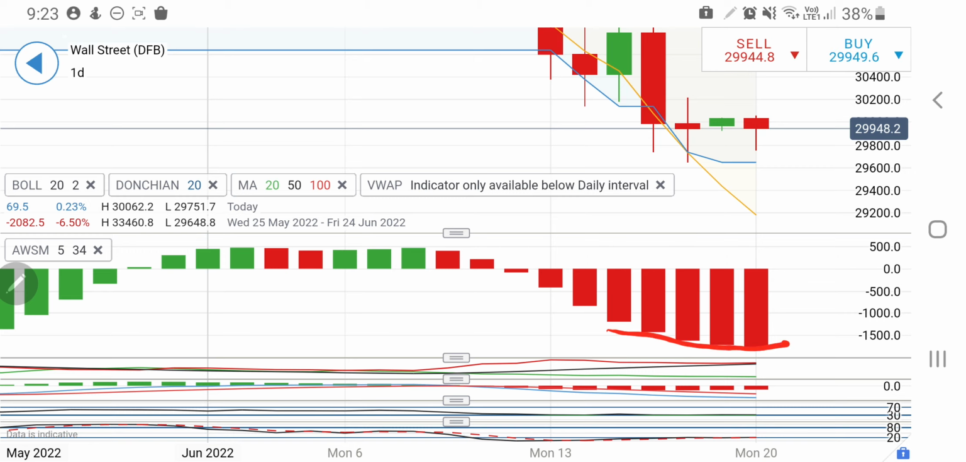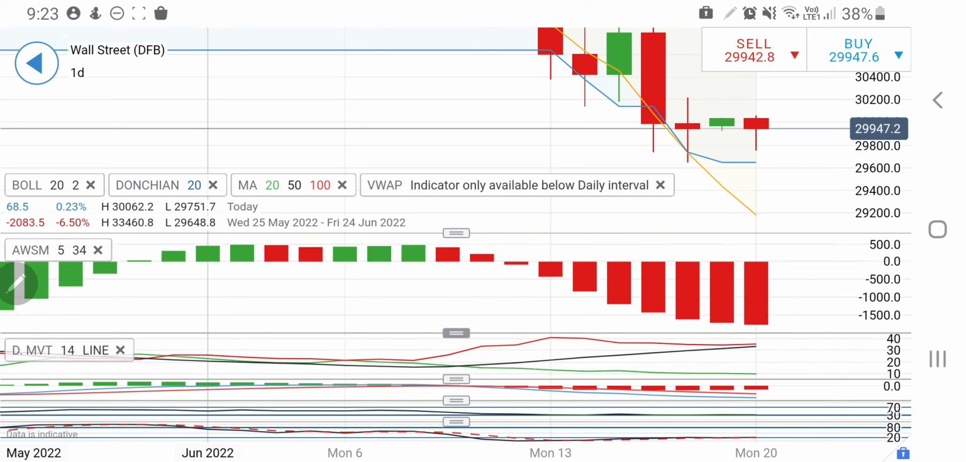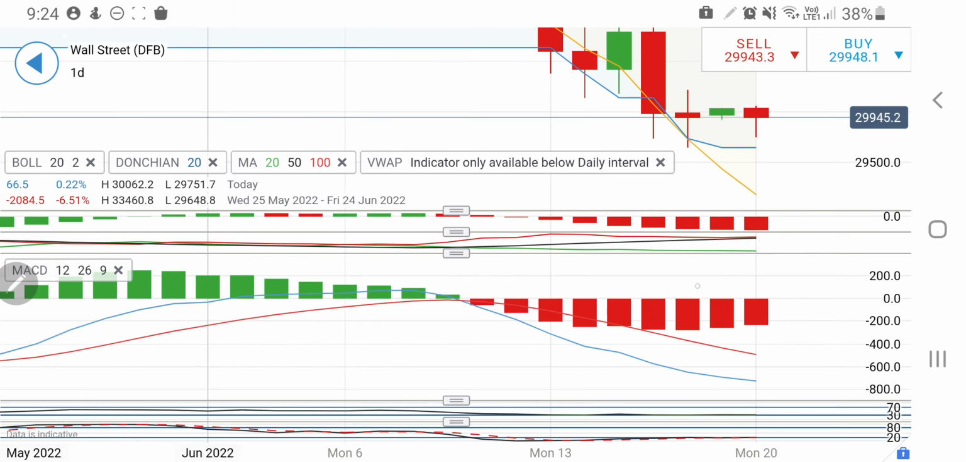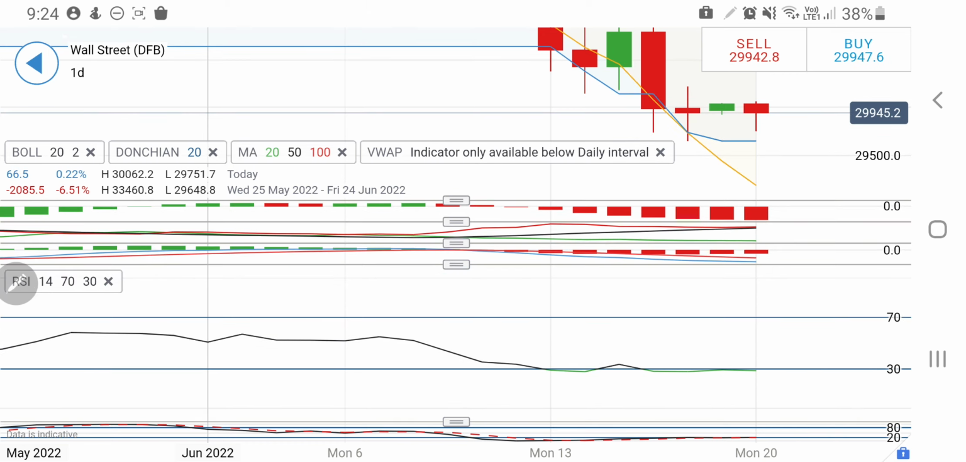On the oscillator there, it has achieved the high. Probably we may see greener candles from here. The directional movement is divergent and bearish. The MACD is also parallel and divergent. It may try to converge from here, giving us the greener candles.